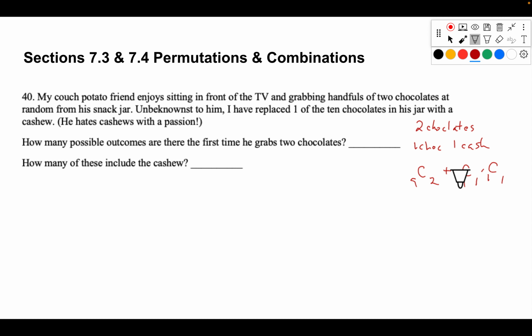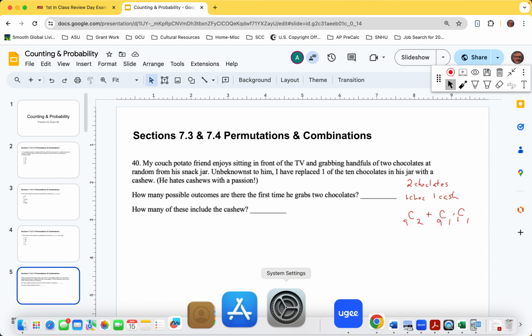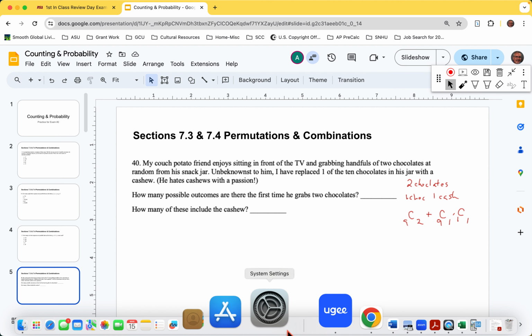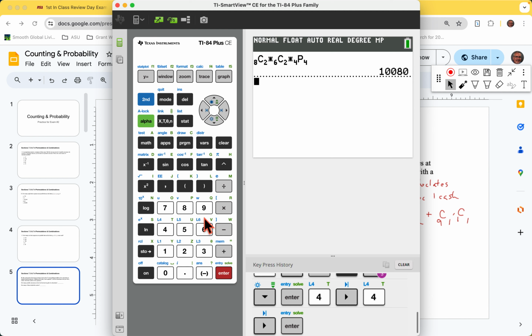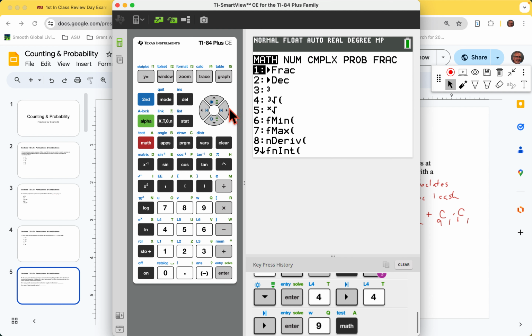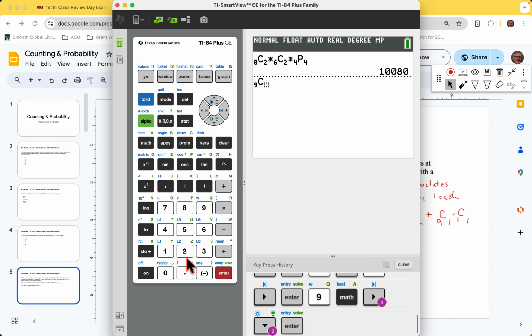Okay, so if we do this, 9 choose 2. Let's see if I can. Actually, okay, maybe we'll just do it this way. Calculator. So we're going to have 9 math, choose 2, arrow up. I'm going to do the plus sign, so I can do this all on one line. You can do this individually as well, but this should work. Where did that 10 come from? I don't know. Let's replace it with the 1.